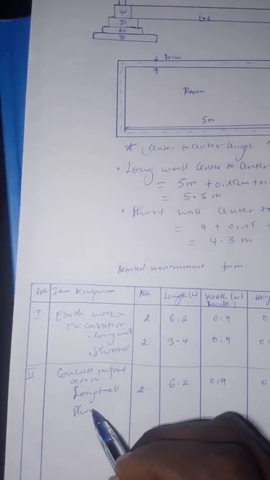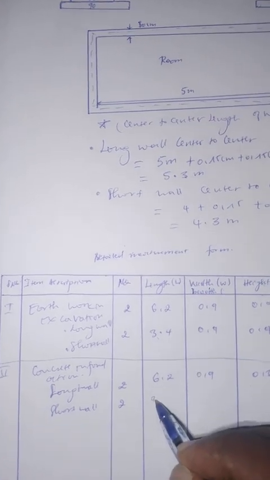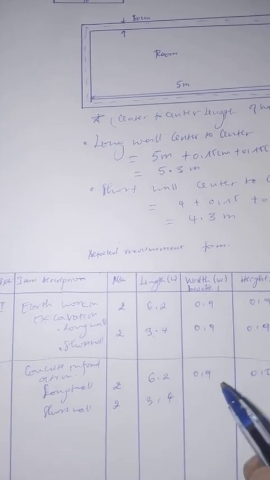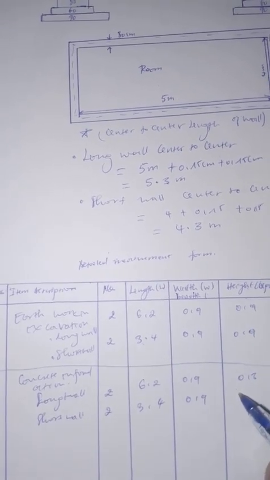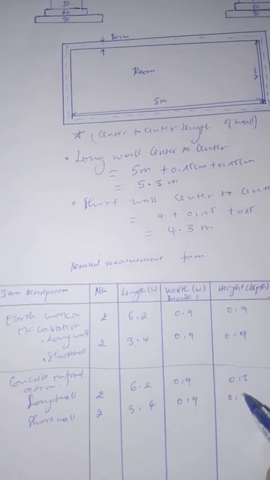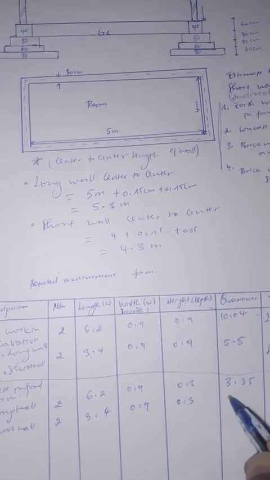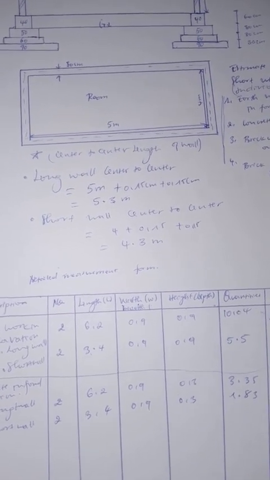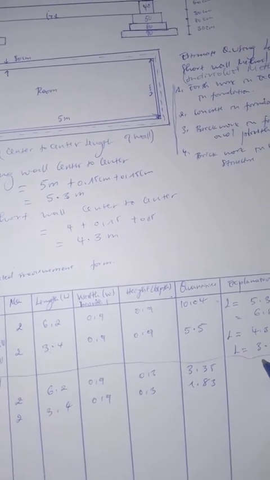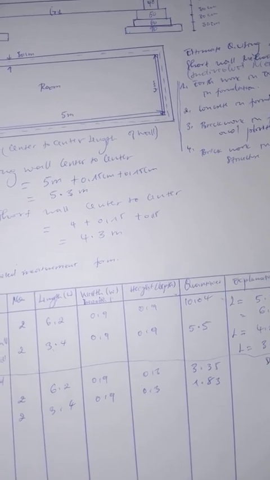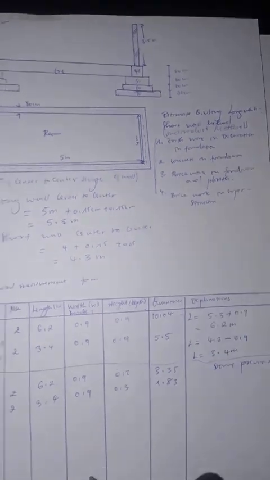For short wall, number is equal to 2, length is equal to 3.4, width is 0.4, height is equal to 0.3. Then here we get 1.83 cubic meter, the same as the previous.